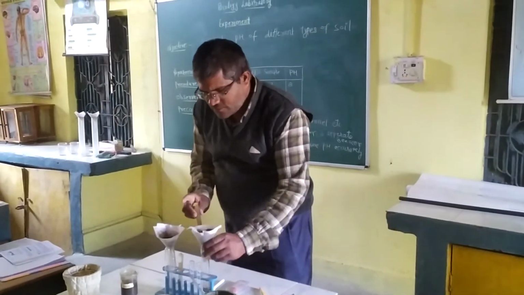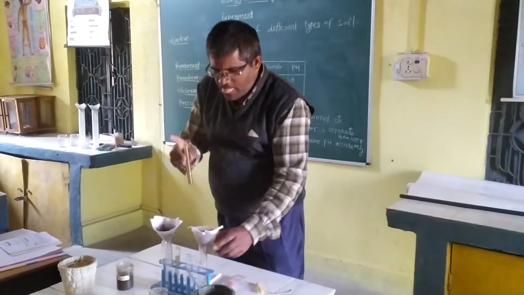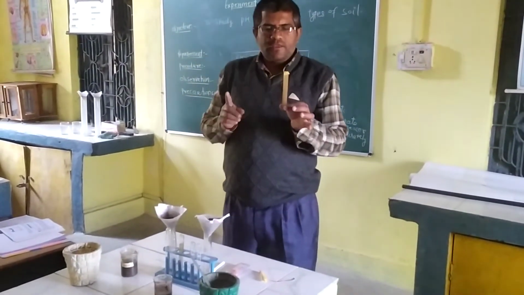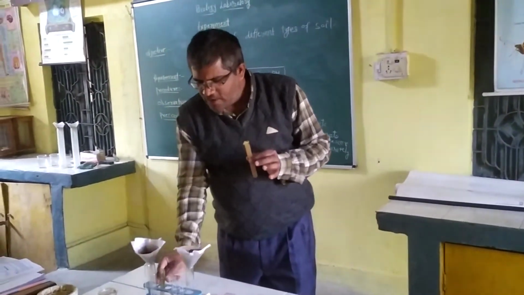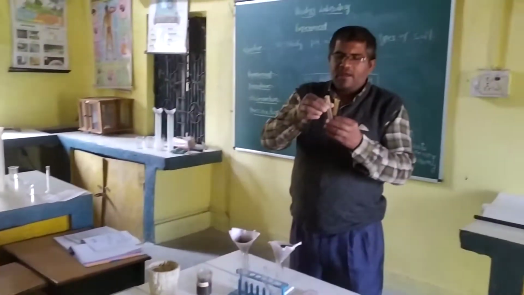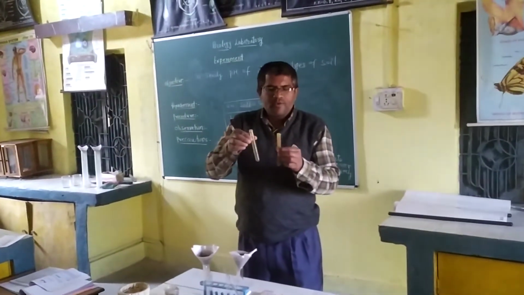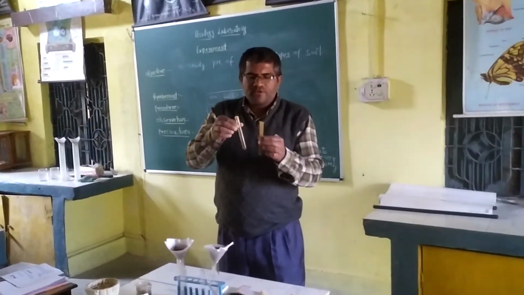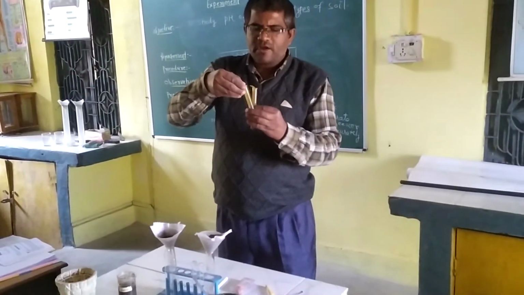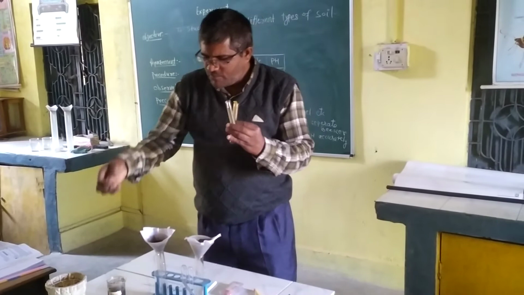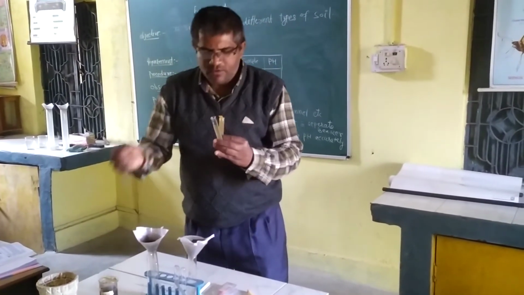So thus children, we have made the solution of the soil sample of garden soil and the soil sample of the road soil, and then we have kept some pH paper in it. After some time, you have to take out the pH paper. This one, pH paper is taken out.